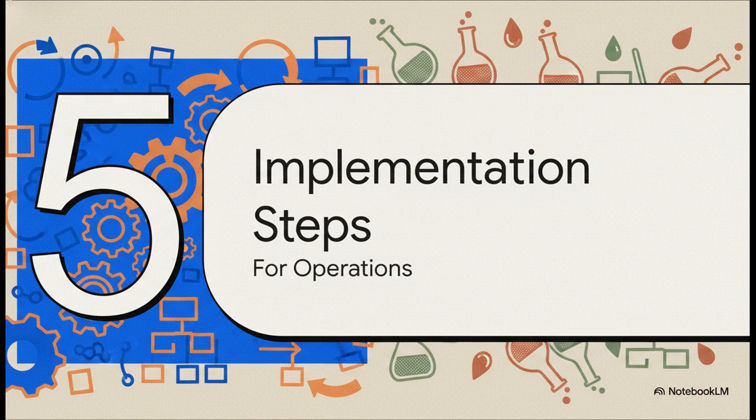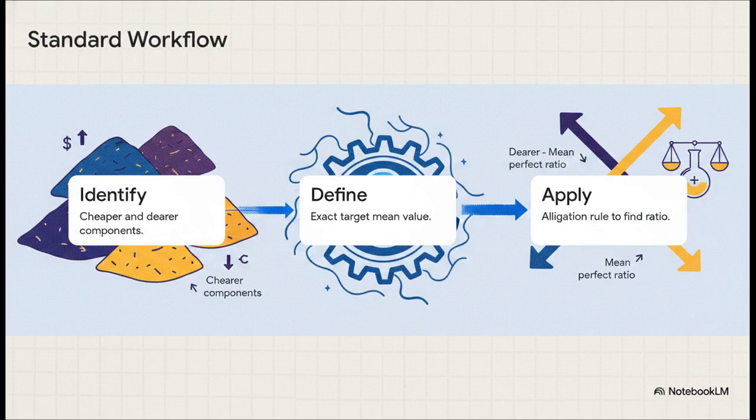Okay, so how do we actually make this standard practice? Let's turn to Section 5, Implementation Steps for Teams. It's time to turn these abstract formulas into a real, actionable playbook for your operational teams. Here are 3 simple, basically foolproof steps for applying the price mixing rule correctly out on the floor.